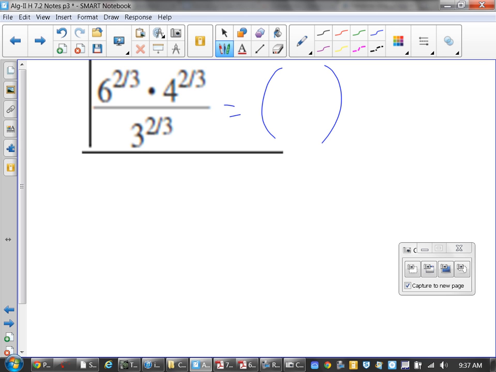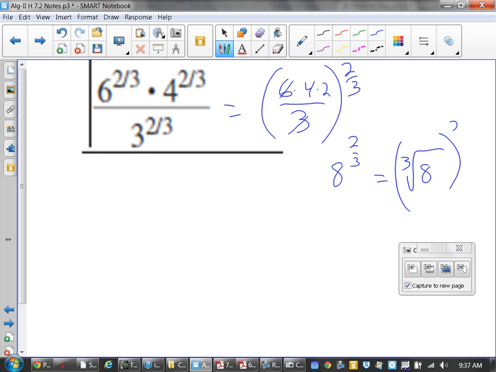Simplify the fraction first. 6, 4, 3, all to the 2/3. What do you get? 8 to the 2/3. Are we okay with that? This simplifies out to become 4 times 2, so you get 8 to the 2/3. Now, that means what is the cube root of 8 squared? 4.